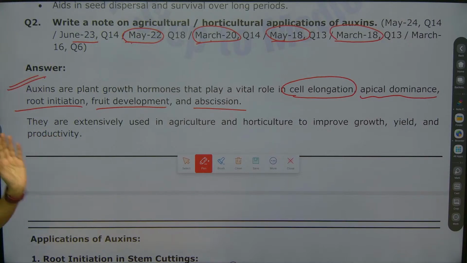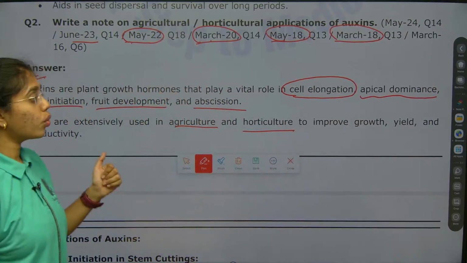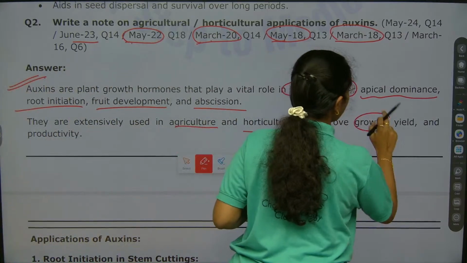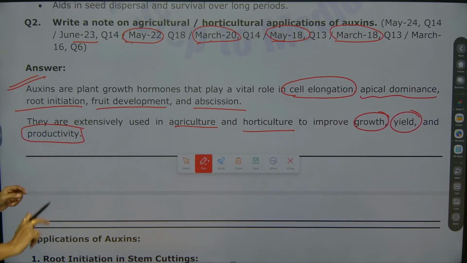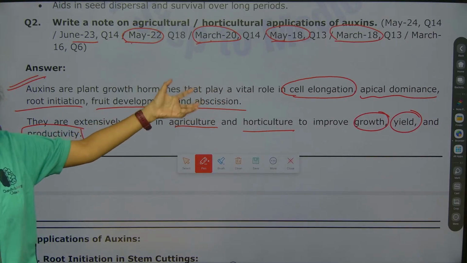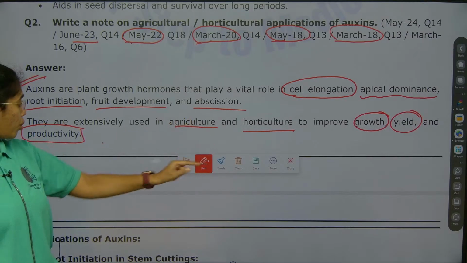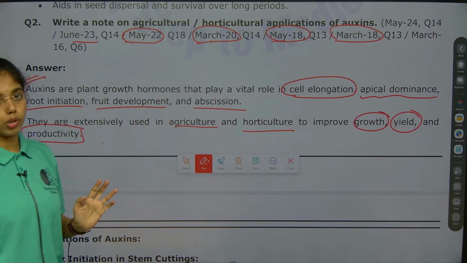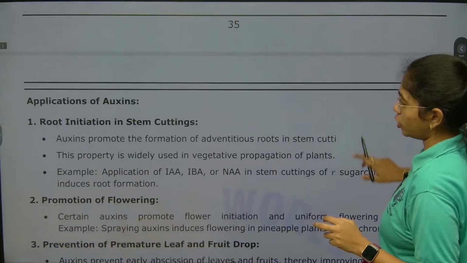They are extensively used in agriculture and horticulture to improve growth, yield and productivity. It improves all these things: growth, yield and productivity. Fine, right? So, auxins are growth promoting hormones. They possess all these activities in the plants, and this is how they are useful in increasing growth, yield and productivity. Now, you see what are its agriculture and horticultural applications.